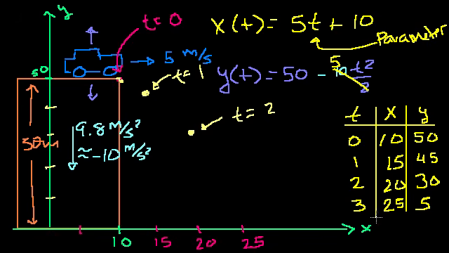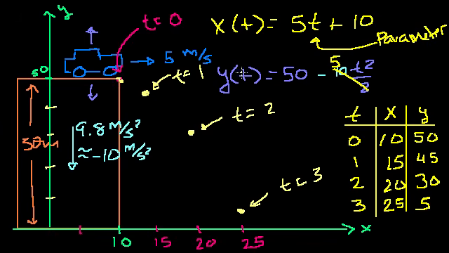And then at time t equal to 3, we're at (25, 5). So we're right there, 25, 5. Time t equal to 3. And if we kept going on, at some point we're going to hit the ground. And you can figure out, actually, set this equal to 0, and you figure out the exact time you hit the ground. Actually, let's do that.